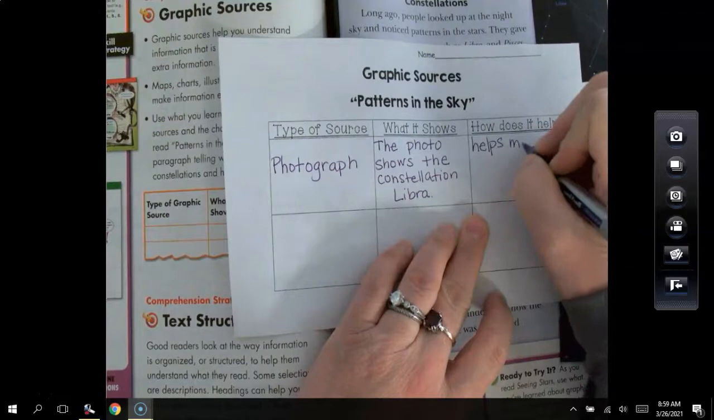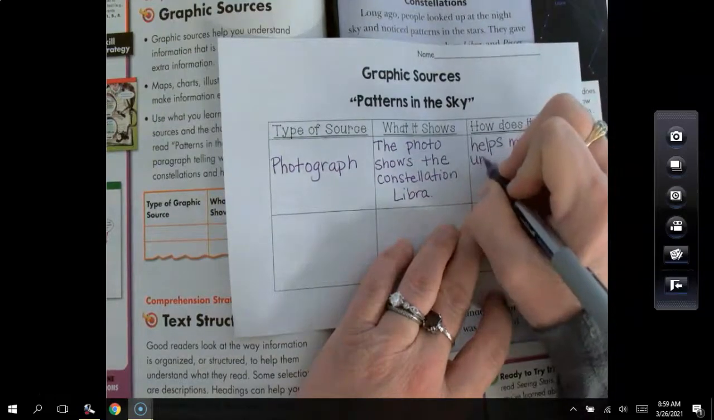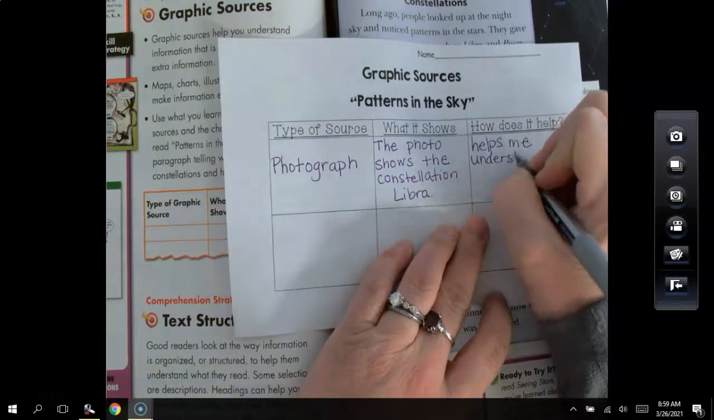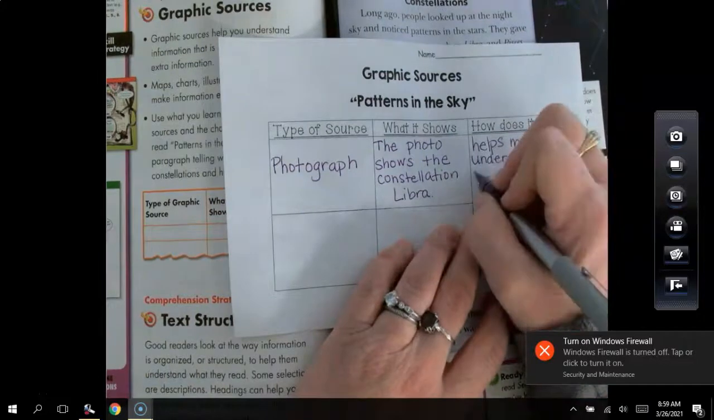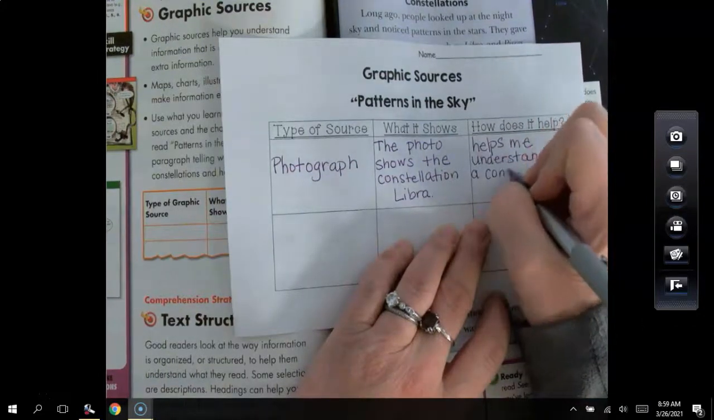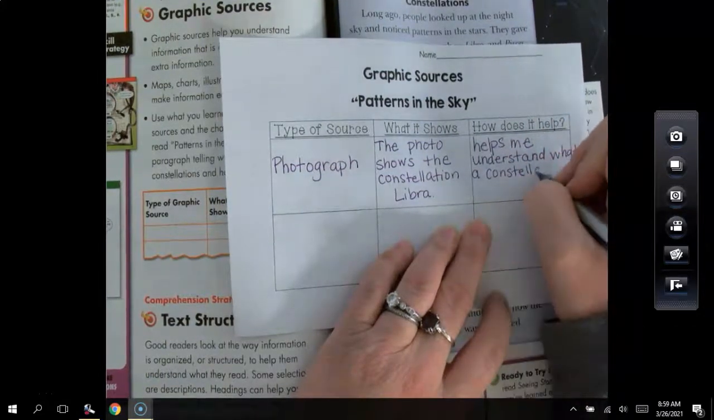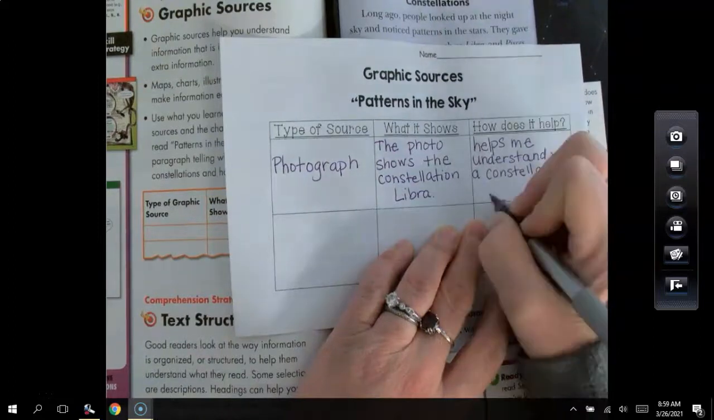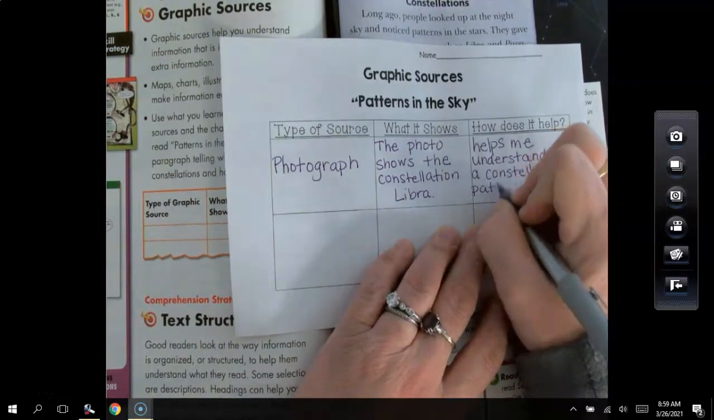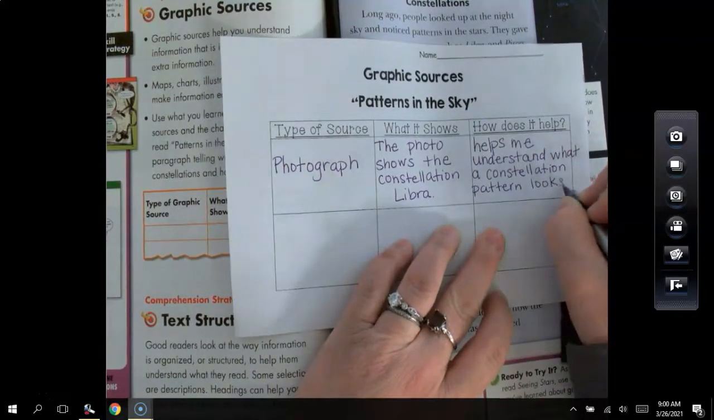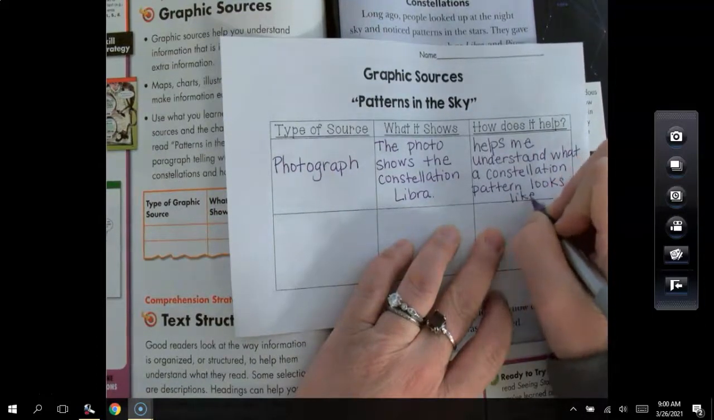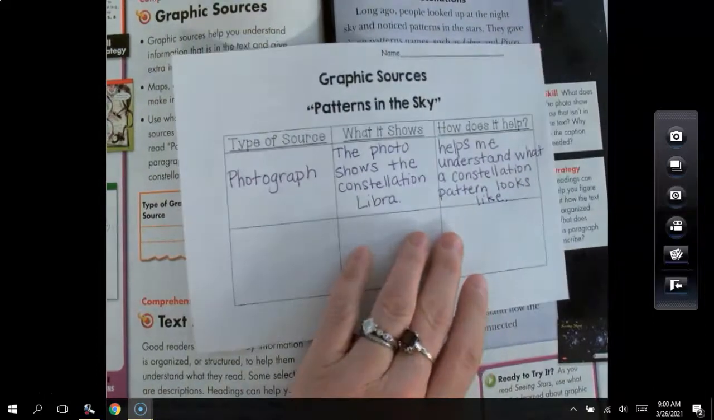me understand. Go ahead and write what I'm writing: what a constellation pattern looks like. I'll give you a minute to go ahead and write that.